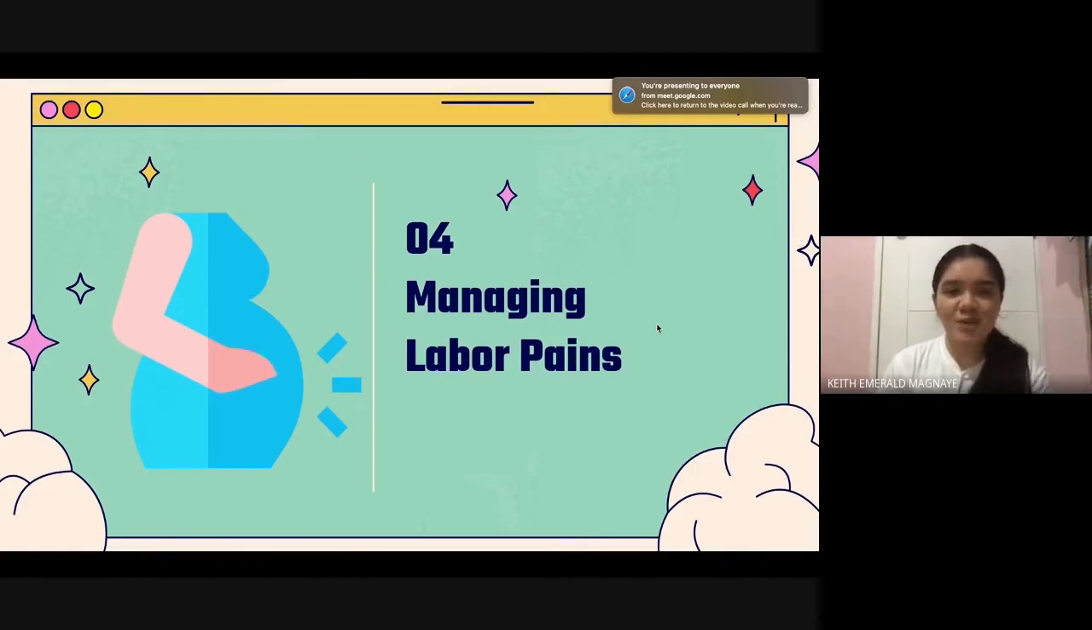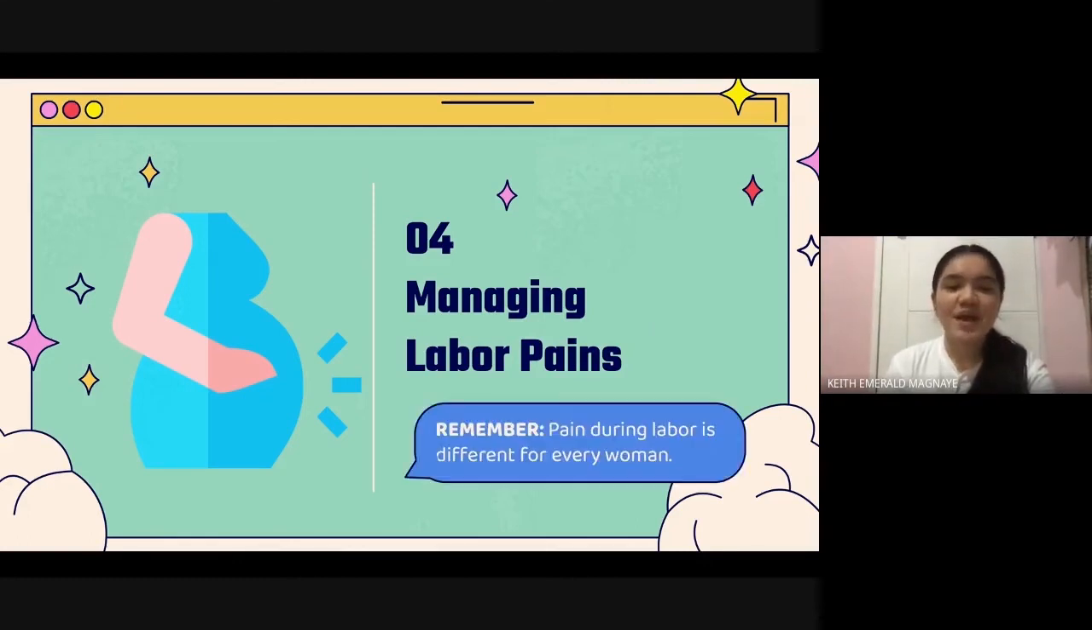For our next topic, we are going to talk about managing labor pains. But before anything else, please remember this. Pain during labor is different for every woman. It varies widely from woman to woman and even from pregnancy to pregnancy. Para sa ibang babae, kagaya lamang ng mild menstrual pain ang pwede nilang maranasan habang nagle-labor sila. Ngunit madalas, maaari silang makaramdam ng sobrang pananakit ng tiyan o puson.